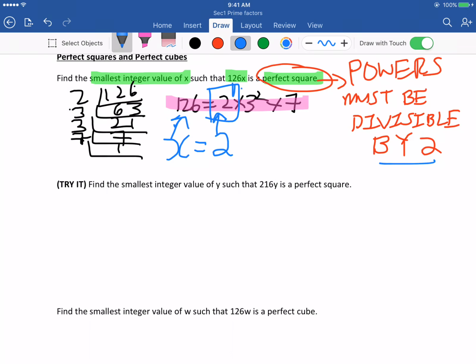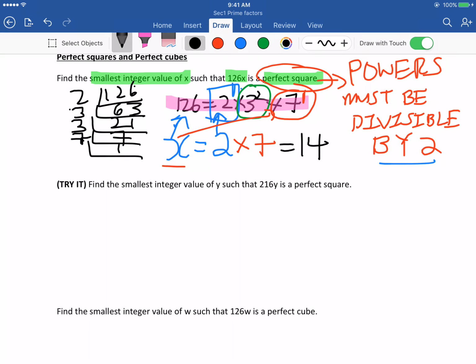Next one, we inspect this 3 here. This 3 to the power of 2, is the power divisible by 2? Yes. So do you need to add anything? There isn't. The last one is this one. This is actually 7 to the power of 1. Is the power divisible by 2? No. So what must x be, such that x times this will give you a perfect square? The answer will be 7. So what's the answer? The answer will be 14.